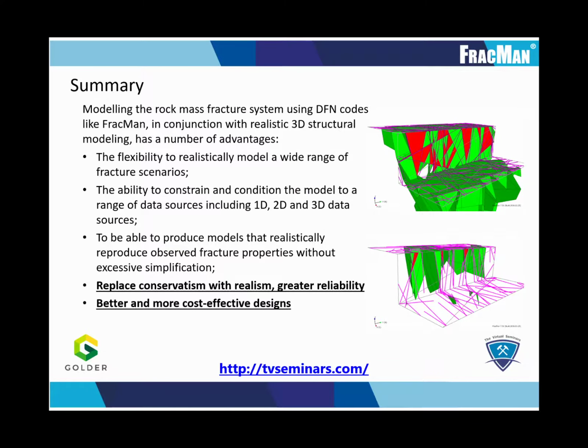In summary, modeling the rock mass fracture system using DFN codes such as FRACMAN in conjunction with realistic 3D structural modeling have a number of advantages. It gives us the flexibility to realistically model a wide range of fracture scenarios, adding real structural geology to our geotechnical evaluation. It gives us the ability to build constrained and conditioned models built up from 1D, 2D, 3D data sources. It allows us to realistically reproduce observed fracture properties without the need for excessive simplification.